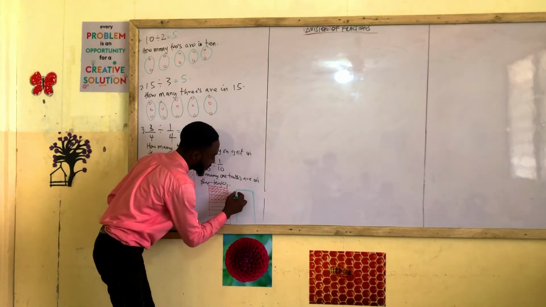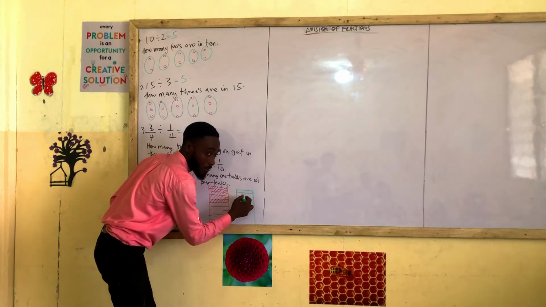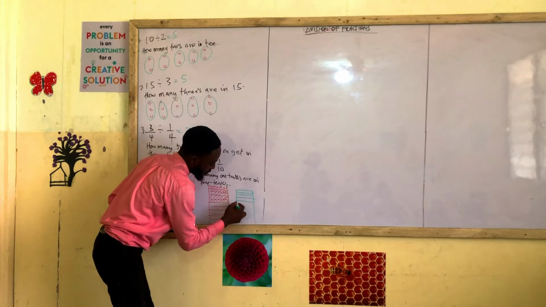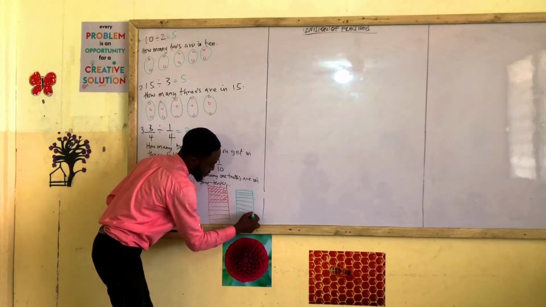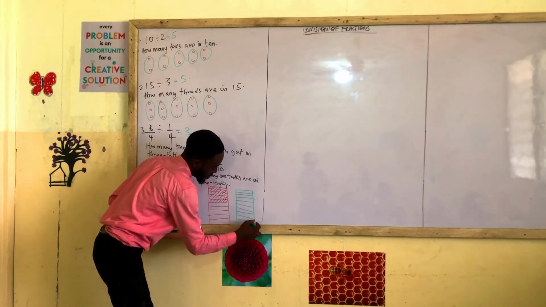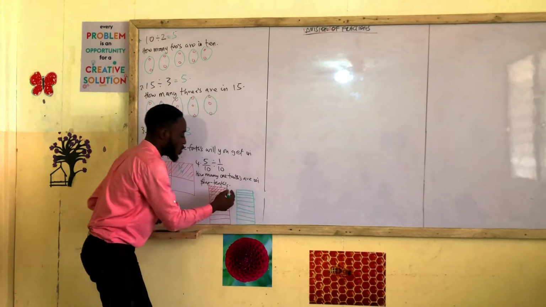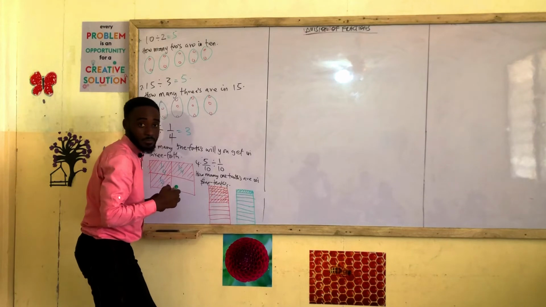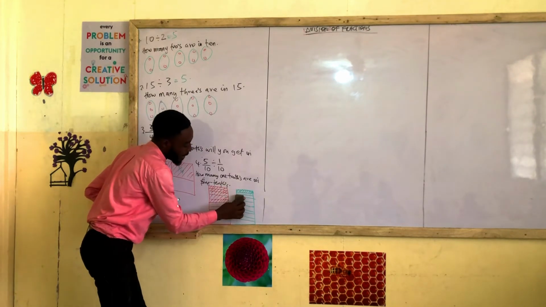So I think 110 should look like just one part of all of this. Yes. Okay, 1, 2, 3, 4, 5, 6, 7, 8, 9, 10. So 110 should just be one of this, right? Is that okay? Yes. So let me just clean all the other wasted parts away.